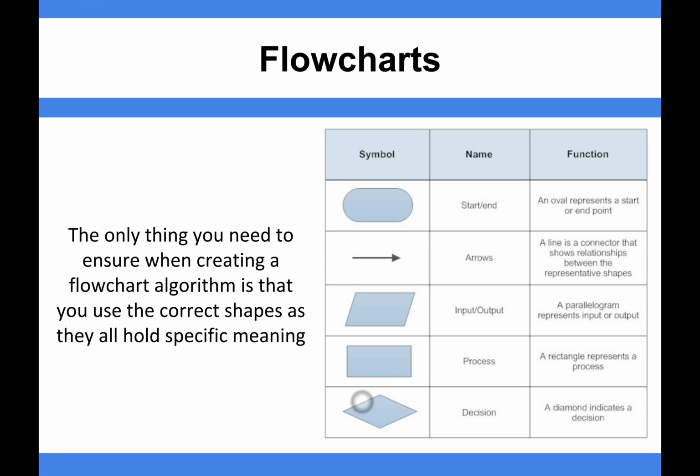And then the decision is the clever one. A decision is a diamond shape, and that indicates there's more than one path to go down. So a decision in programming is the equivalent of an if statement. Okay, so that's the real basics of flowcharts, and it's something that you want to be able to do prior to programming an algorithm.